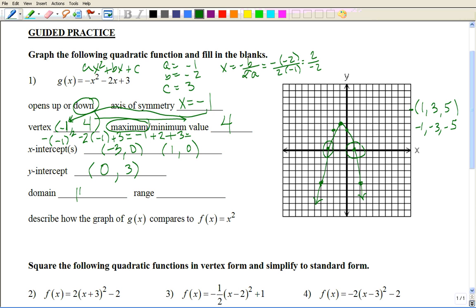The domain is all real numbers, and the range is y is less than or equal to our maximum value, which is 4.